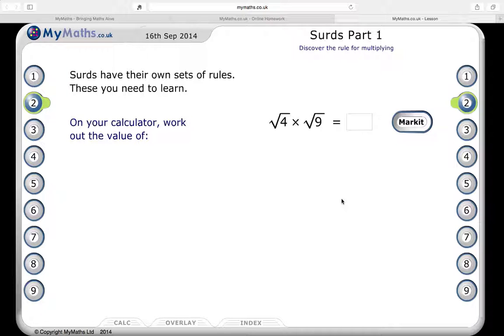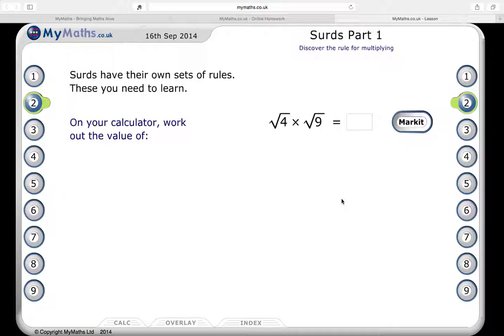Okay, so surds have their own sets of rules. These you need to learn, they're not going to be given in the exam. On your calculator, please work out the value of root 4 times root 9. You shouldn't really need a calculator for this because all it's asking you to do is forget the fact that there are roots there and just make sure you put a root in your answer. So therefore, you want to do 4 times 9.